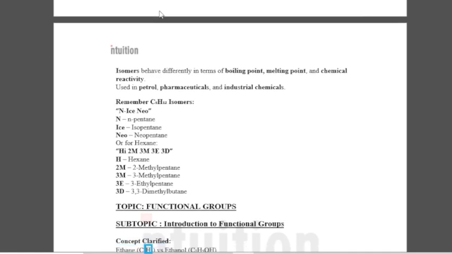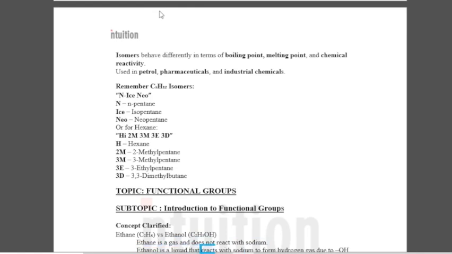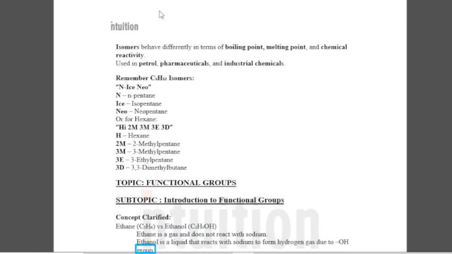Topic: functional groups. Subtopic: introduction to the functional groups concept. Ethane, C2H6, versus ethanol, C2H5OH. Ethane is a gas and does not react with sodium. Ethanol is a liquid that reacts with sodium to form hydrogen gas due to the OH group.